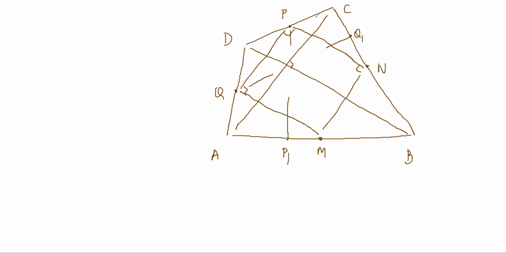From N, I will drop a perpendicular to the opposite side. So this is N1. Then Q1, P1, N1 and one more, M1. From M to the opposite side, this is your M1. You have to prove that these 8 points lie on one circle. So what can you say about quadrilateral MNPQ?